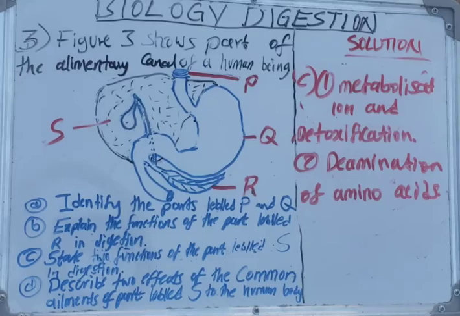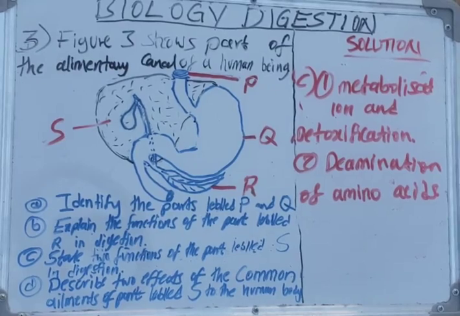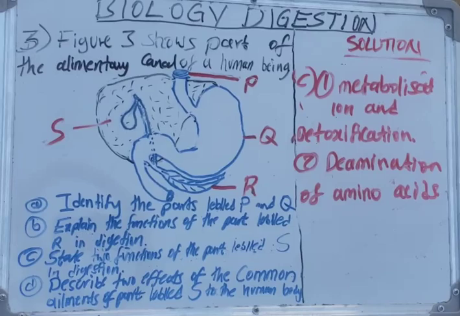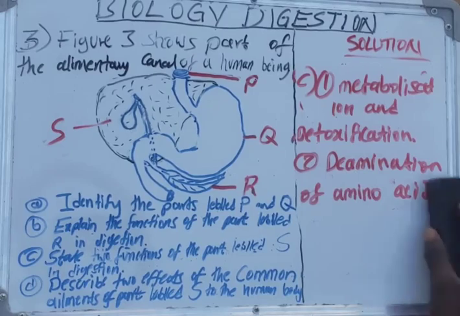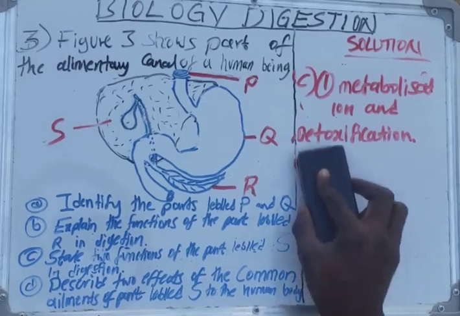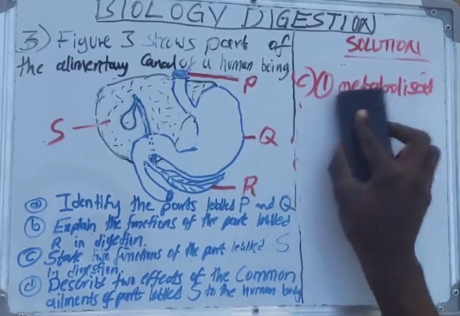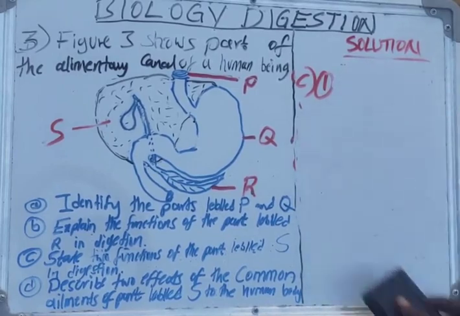So for urine to be produced, the liver takes in the amino acids which are in excess and breaks them down. That process is what is called deamination. After it breaks them down, the remaining part are the ones which are used to form urine in the body. Okay, so this is the second function of the part labeled S, which is the liver. Mind you, the liver has so many functions, like I said in the first place. So they wanted the functions which are related to digestion.